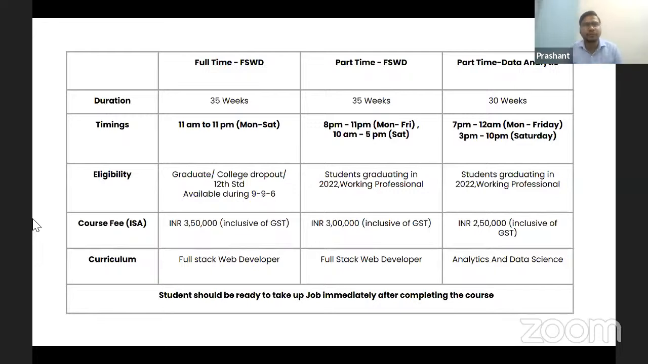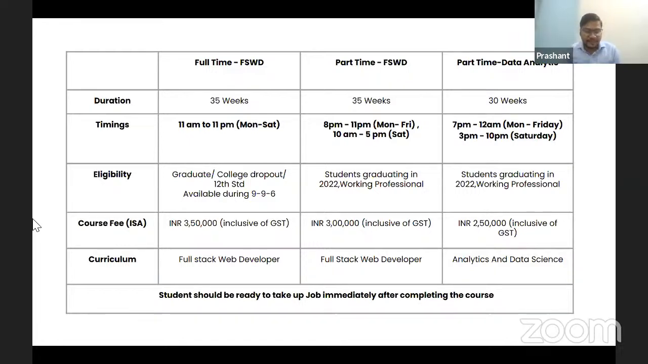Talking about the class timing, for full stack web development full-time, it is 11 a.m. to 11 p.m., Monday to Saturday. For part-time full stack web development, it is 8 p.m. to 11 p.m., Monday to Friday, and Saturday 10 a.m. to 5 p.m. For part-time data analytics, it is 7 p.m. to 12 a.m., Monday to Friday, and Saturday 3 to 10.